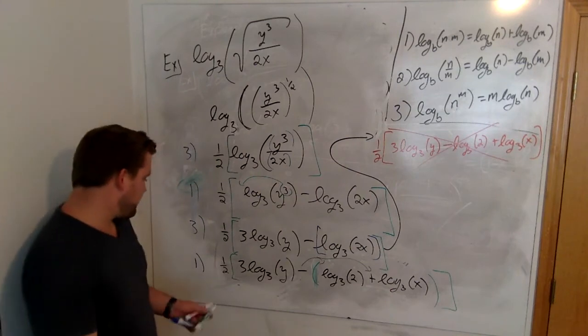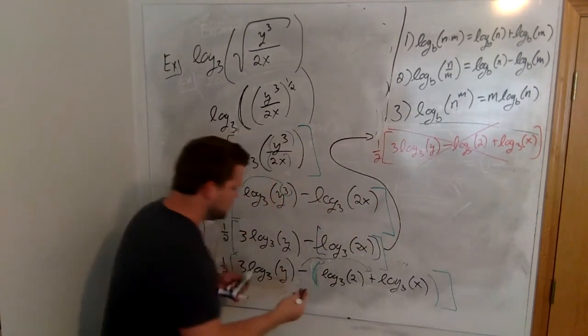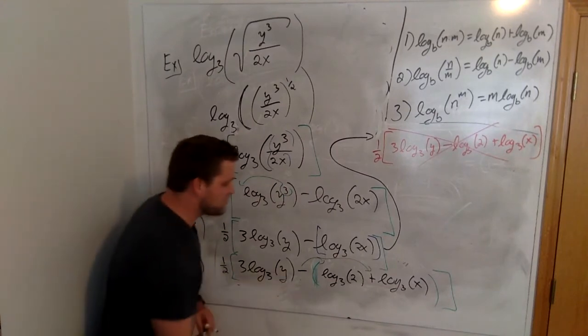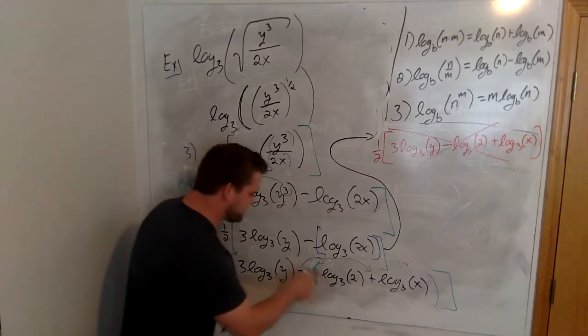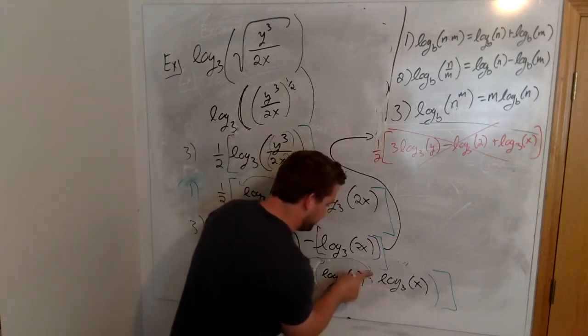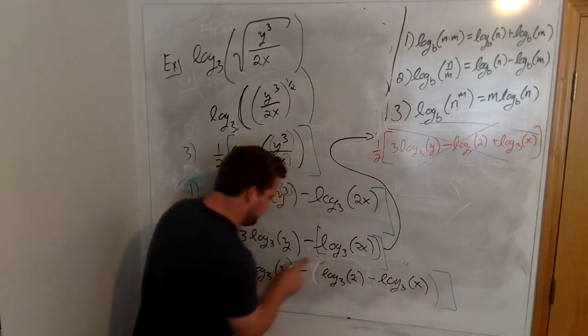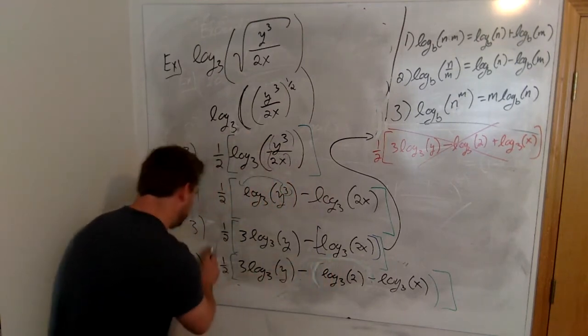So what we should have after using log rule 1, well, I'm running out of room here, but we want to distribute that minus sign. So we'll have a minus log base 3 of 2, and then we'll have a minus log base 3 of x. And this here is the answer.